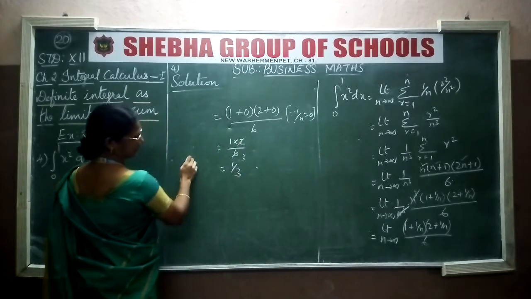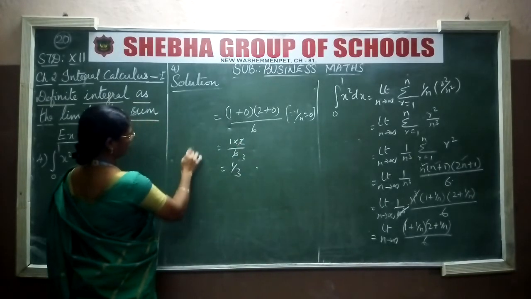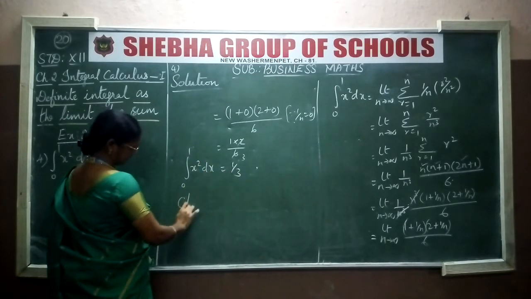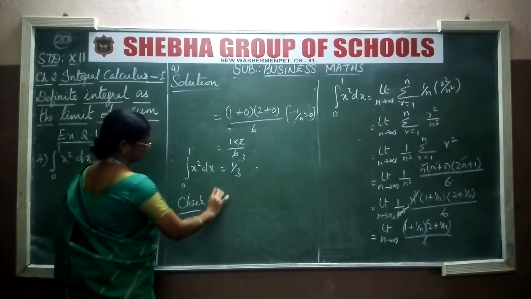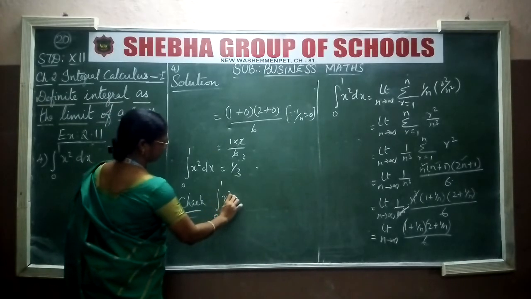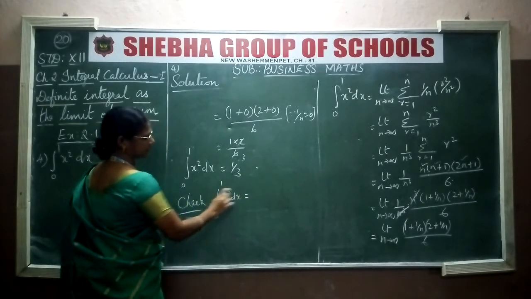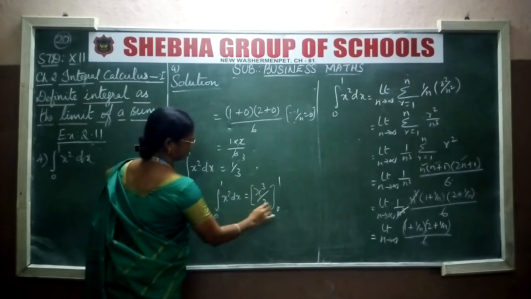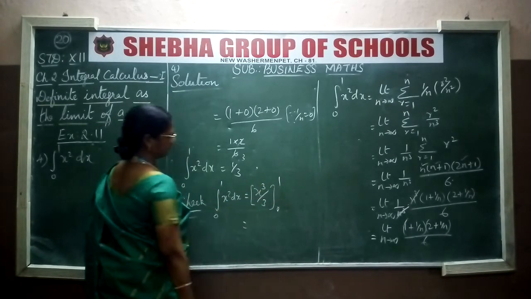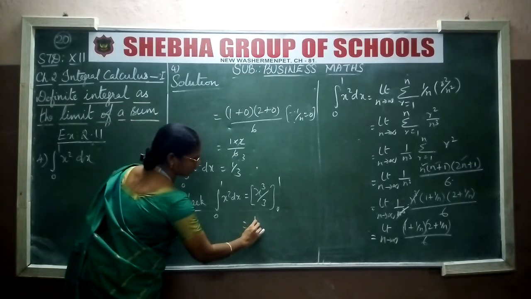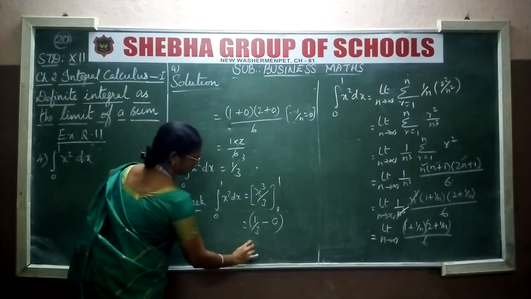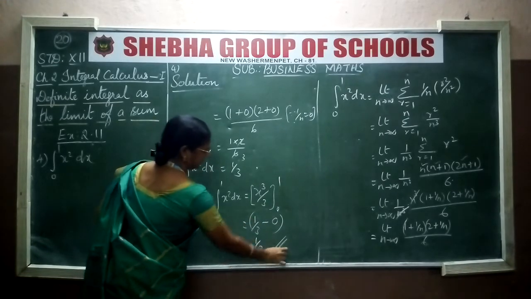So the left hand side is what? Integral 0 to 1 x square into dx. So the value is this, and check. This is 0 to 1 x square dx. Integrating x square we get what? X cube by 3 and the limit is 0 to 1. So substituting 1 for x we get 1 cube is 1 by 3, minus 0 cube becomes 0. So we get 1 by 3. Understood this?